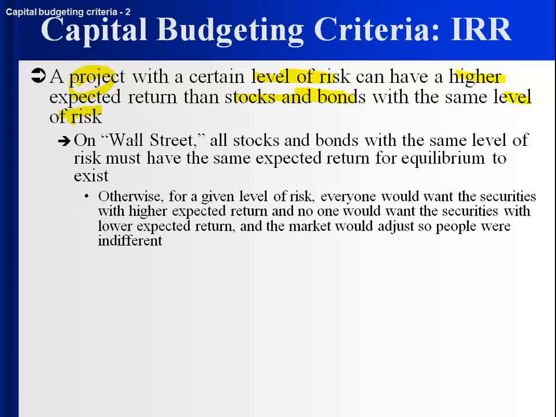Well, we've been talking so far about what we consider Wall Street, which is financial markets, and there all stocks and bonds, financial assets with the same level of risk, have the same expected return for there to be equilibrium. If you had two stocks, or two bonds, or a stock and a bond, or two financial assets with the same level of risk but different levels of expected return, everybody would want the higher expected return. Nobody would want the one with the lower expected return. There would not be equilibrium. The only way to get equilibrium on Wall Street is for a certain level of risk to correspond to a certain expected return.